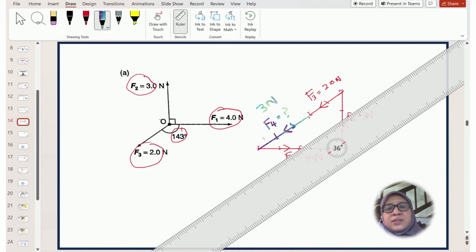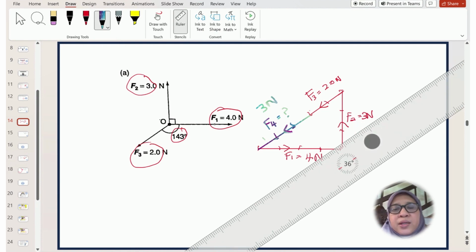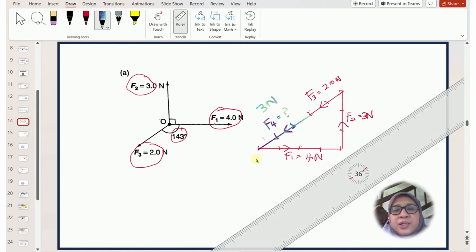Because this is the tip-to-tail method, look at the arrow. The arrows follow one after another. So this is F1 4 Newton, F2 3 Newton, F3 2 Newton, and finally F4, using the scale just now, equals 3 Newton. So that's the answer. Okay, next we do B.